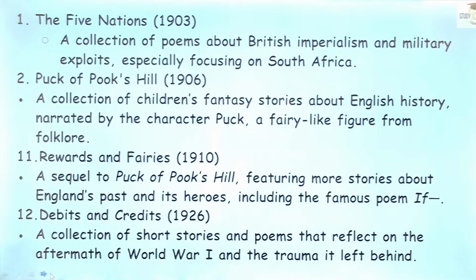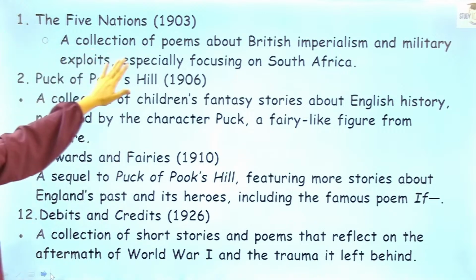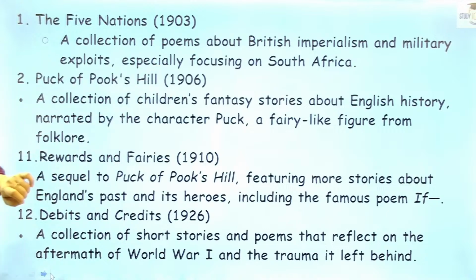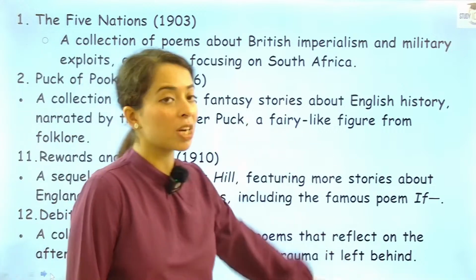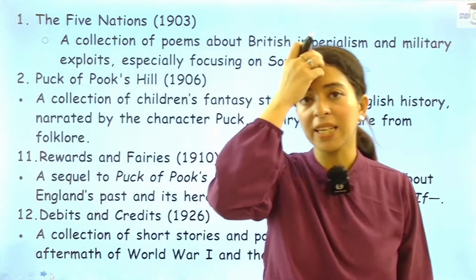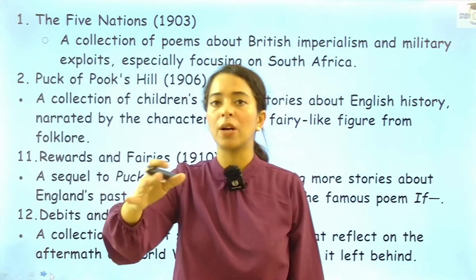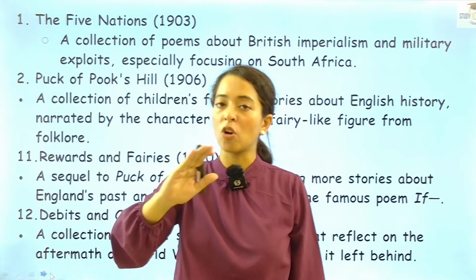Okay, so please ignore the number. This should be 9, 10. Five Nations, a collection of poems about British imperialism. Again, Puck of Pook's Hill, a collection of children's fantasy stories about English history. Repeating again, Rudyard Kipling was very much in favor of imperialism, like colonization should happen.